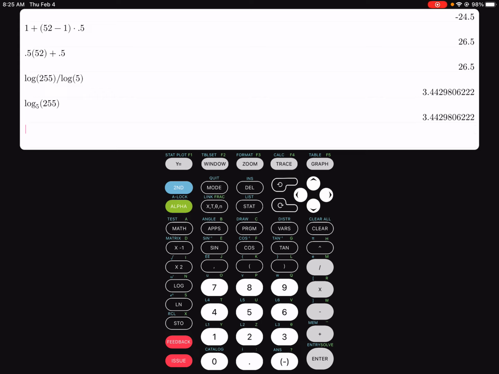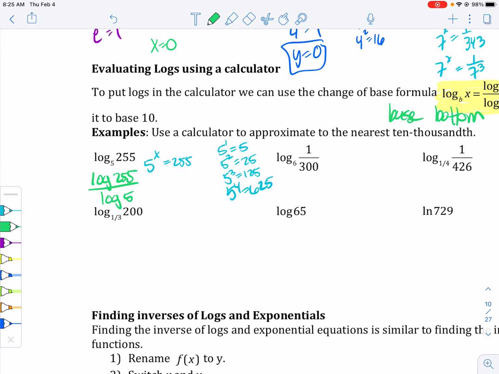3.4429. After the 9's and 8, that means that will bump it up. So it's 3.443.